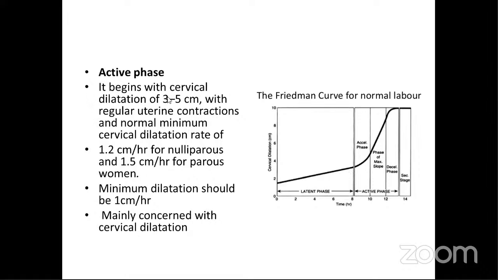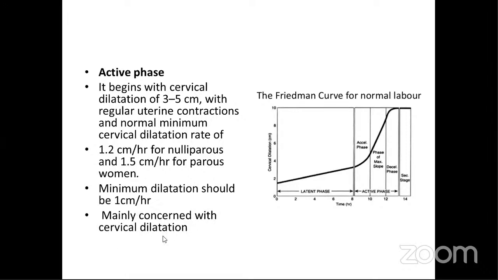So the active phase begins with the cervical dilatation of 3 to 5 centimeters with regular uterine contractions and a normal minimum cervical dilatation rate of 1.2 centimeter per hour for nulliparous and 1.5 centimeter per hour for parous women. So this is the normal rate of dilatation of the cervix in an active phase of normal labor. The minimum dilatation should be 1 centimeter per hour. If it is lesser than that, then we say that the labor is not progressing normally.